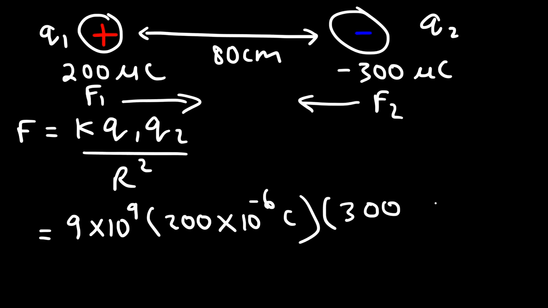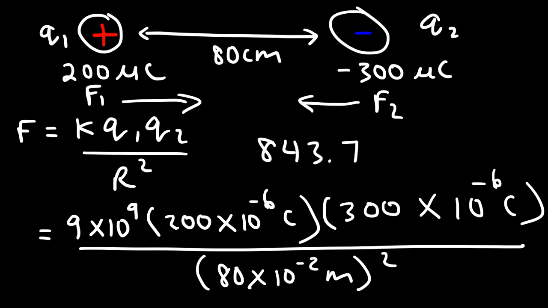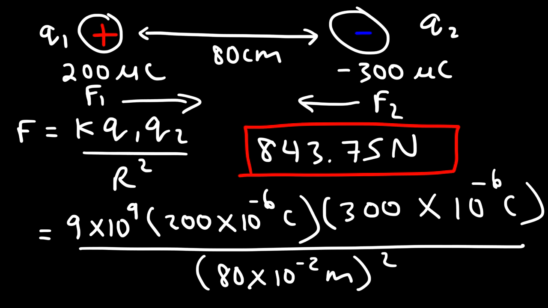So Q2, we're going to replace it with 300 times 10 to the minus 6 coulombs. Now the distance between the two charges is 80 centimeters. 1 centimeter is 10 to the minus 2 meters. And so you can write 80 times 10 to the minus 2 meters, and then we need to square it. So let's go ahead and plug in this whole thing. So you should get 843.75 newtons as the electrostatic force acting on these two charges. That's the answer.